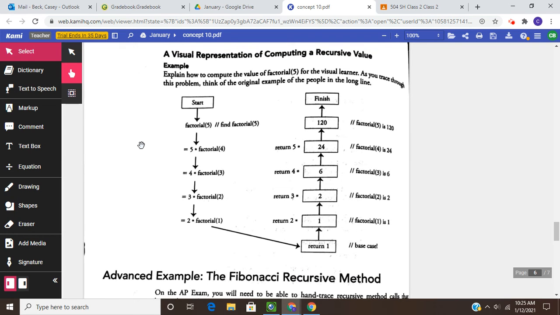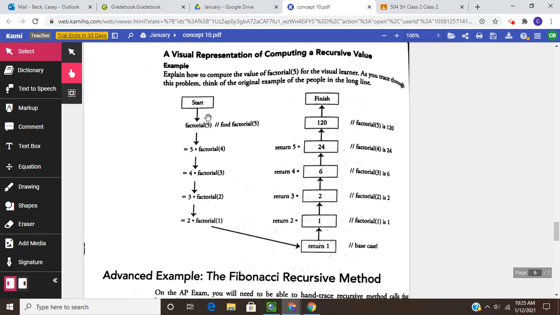Example: explain how to compute the value of factorial 5 for the visual learner. As you trace through this problem, think of the example of the people in the long line. This is how you should write your process for hand tracing.